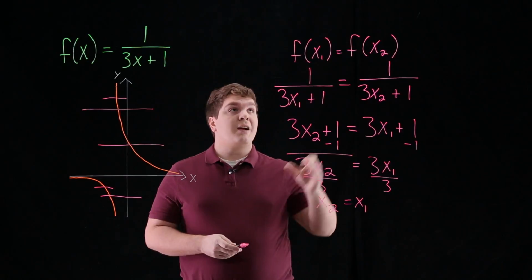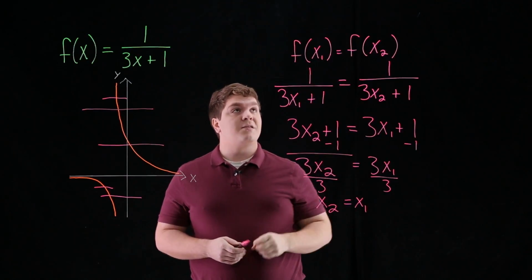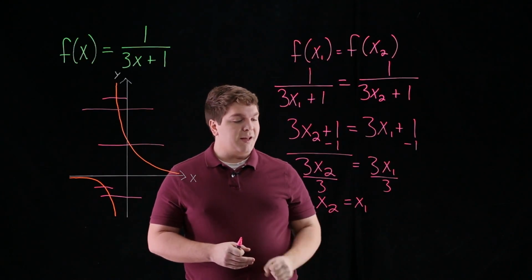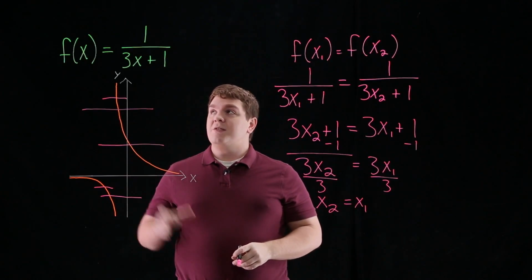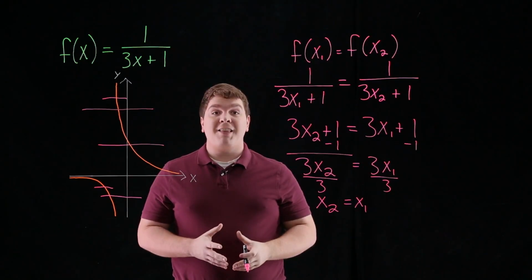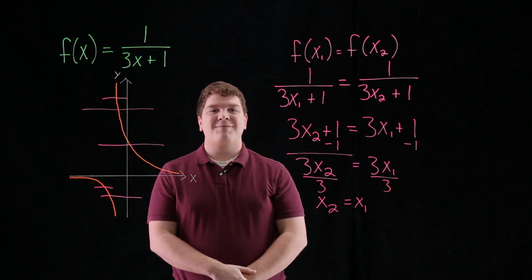So since we started by assuming that f of x1 was equal to f of x2, and we were able to show that this implies that x1 is equal to x2, this means our function f is 1-to-1 and therefore has an inverse function. Thank you.